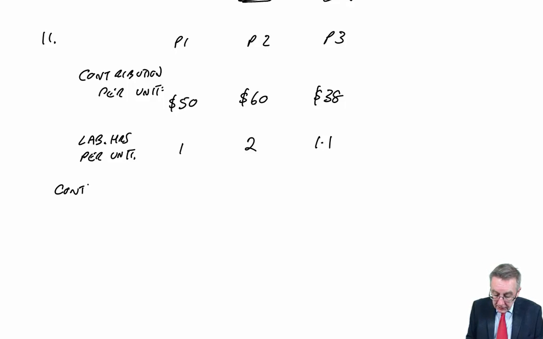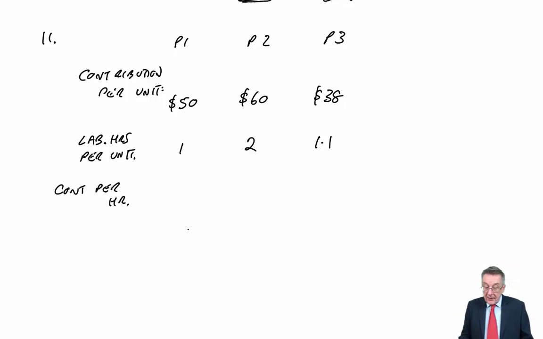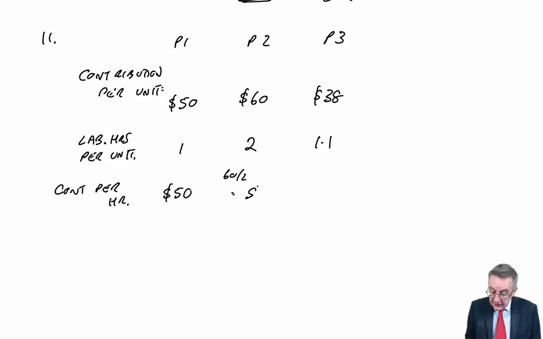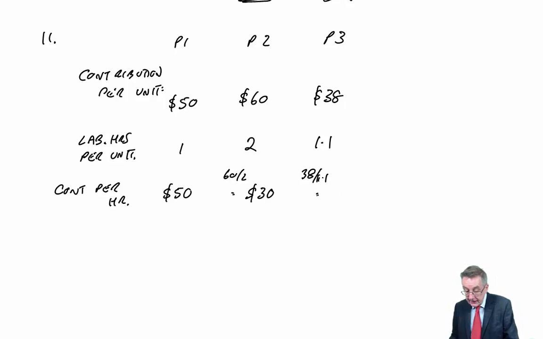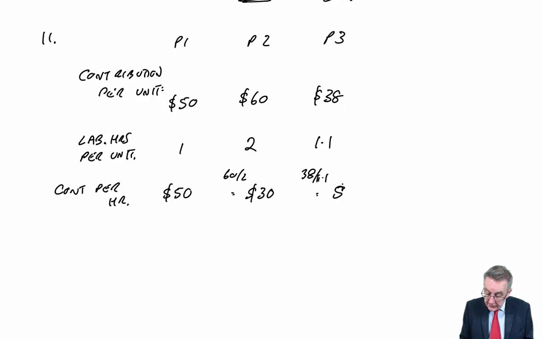And so the contribution per hour, divide through. For P1, $50 divided by 1 is 50. For P2, $60 over 2 is 30. And for P3, 38 over 1.1. I need my calculator. 38 over 1.1 is 34.545, whatever.